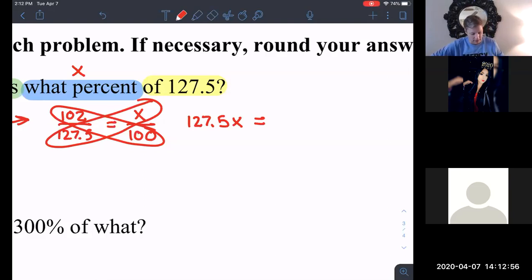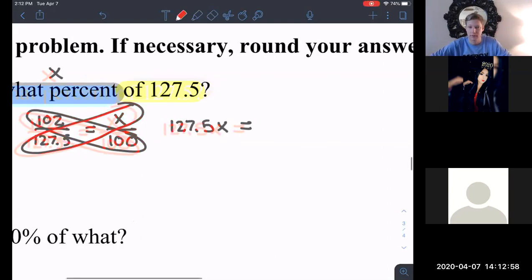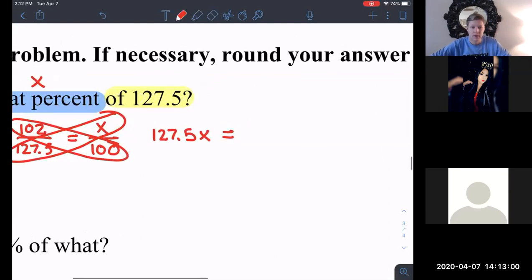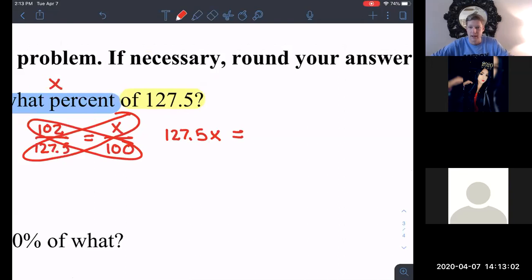Okay, in the meantime, let's keep working with this problem. Okay, so Natalie, what is my other pair of cross products that I should write on the other side of this equal sign?